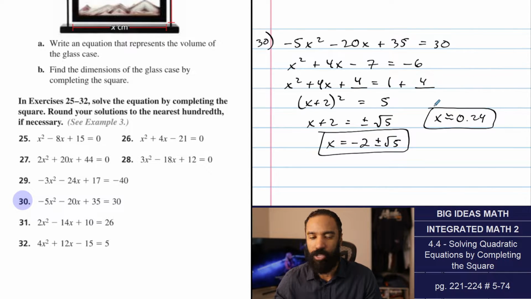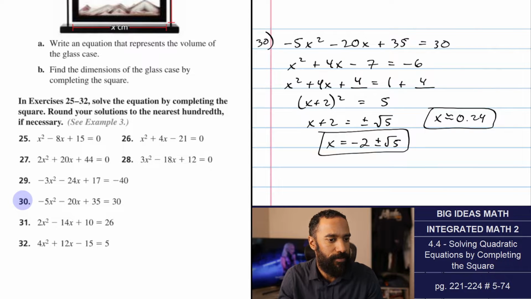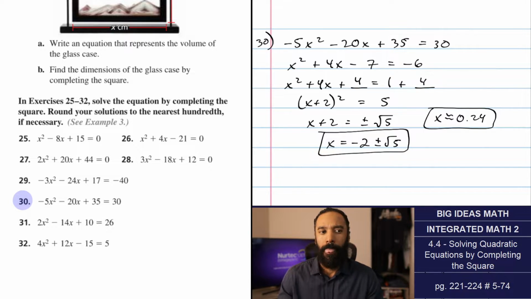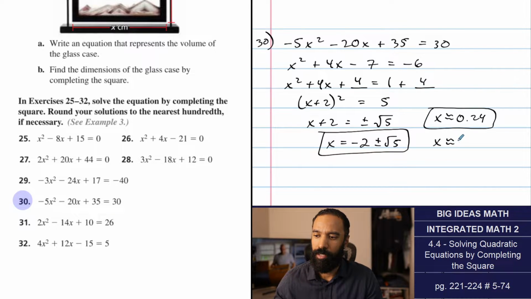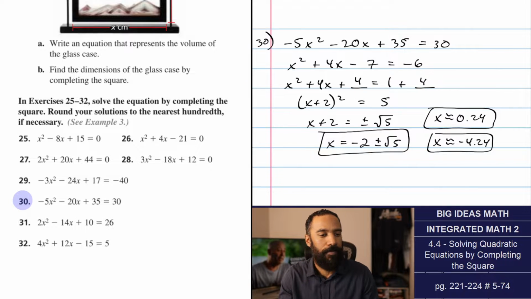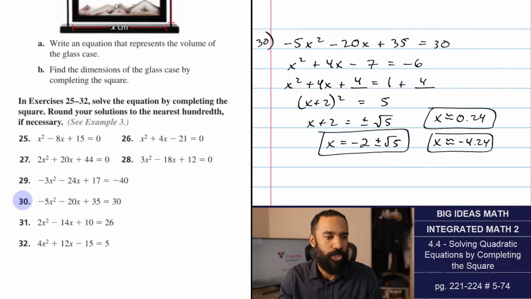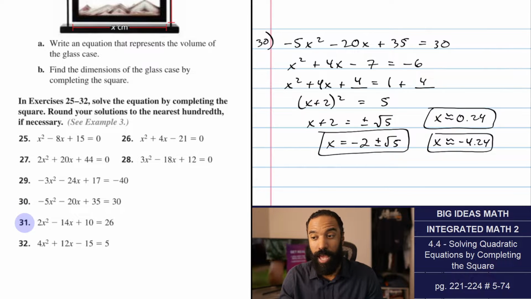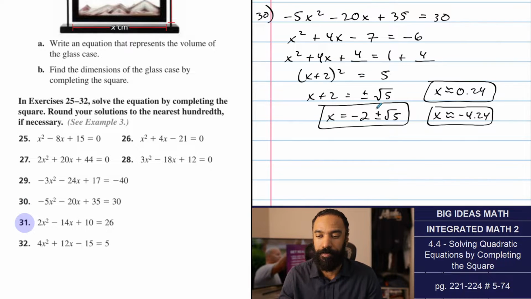0.24 is my approximation on -2 plus root 5. And -2 minus root 5, I'm getting -4.24. I probably should have known that. It's all symmetry. Numbers 31 and 32 are left to go on this set. Still not halfway done with the problem set, just so you know.